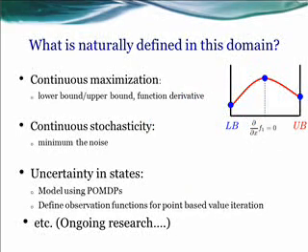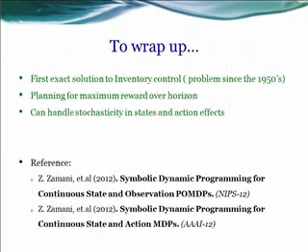So what can naturally be done in our domain? Well, to wrap it up, we define the first exact solution to many problems, such as inventory control, which has not been solved since the 1950s. And we plan to achieve the maximum reward, which is the main goal of this planning system. And we can also handle all sorts of uncertainty and stochasticity in states, actions, and effects.